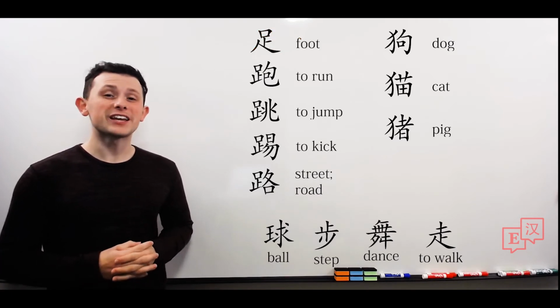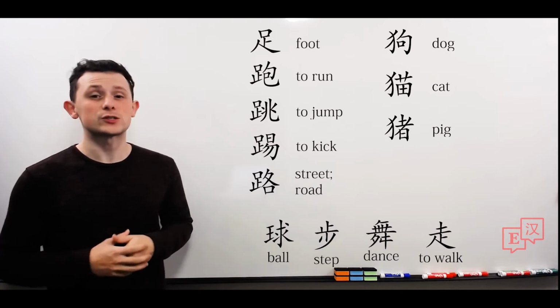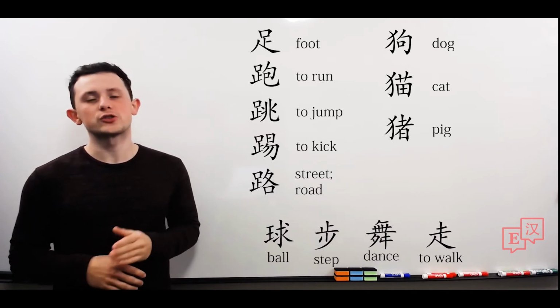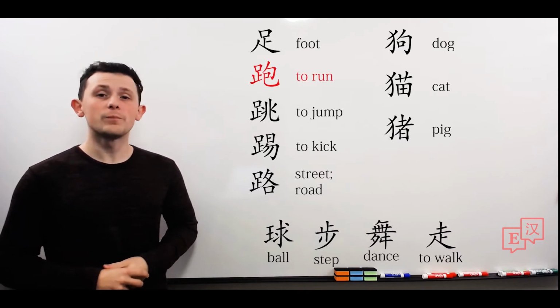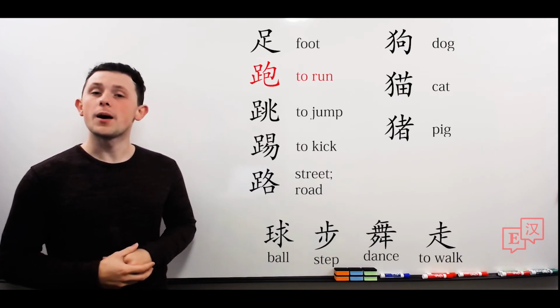Next, we have a character that has zu present as a radical, and though the shape of zu has changed, don't let that confuse you, it is still a foot. This character is pronounced pao, and it means to run.